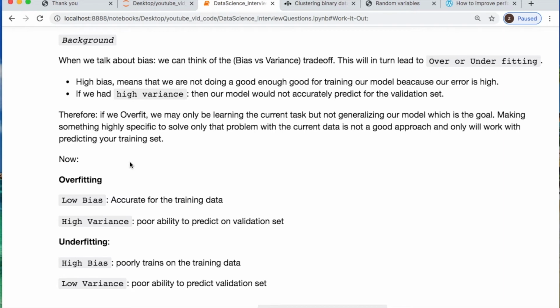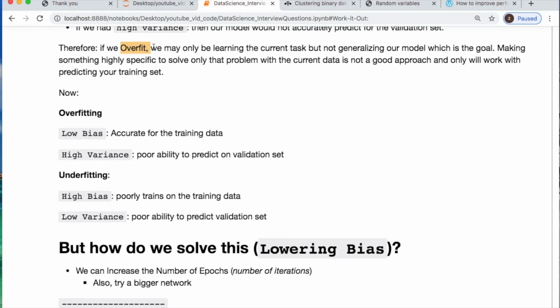Well, there's a few things going on here that we need to evaluate first. So let's give a little background. You need to, one, realize that there's a trade-off between your bias and your variance, all right? You need to consider the fact that you're always trying to generalize your model. You don't want something that's highly specific that could only work for your current training data. You want something that could evaluate to seeing new types of data, all right? So over and underfitting are circumstances we need to evaluate. If we're looking at a high bias, it means that we're not doing a good enough job training our model because our error is too high. And if we have a high variance, then that means that we're not accurately predicting the validation set. So the takeaway is, if we're overfitting, we may be only learning the current task and not generalizing, okay?